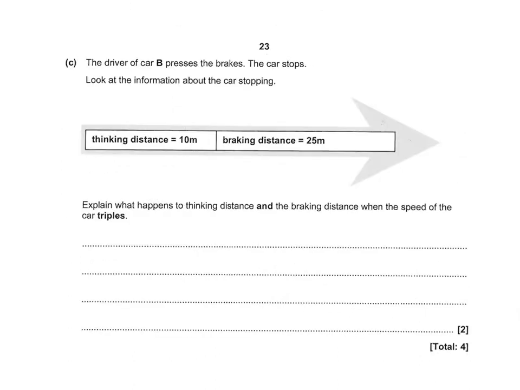The driver of car B presses the brakes. The car stops. Look at the information about the car stopping. Explain what happens to thinking distance and the braking distance when the speed of the car triples.